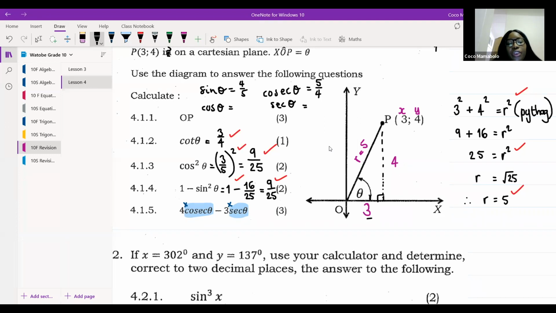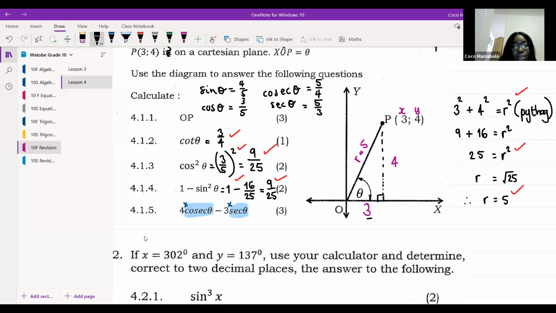Okay, Amy got 4/3. Is that your final answer? Because the final answer that I got was not 4/3. Muhammad, I agree with you there. If cos of theta is 3/5, because remember, x over the radius, x over r, sec of theta must be r over x. So 5/3.